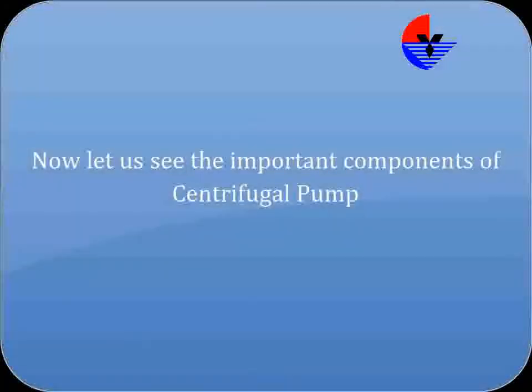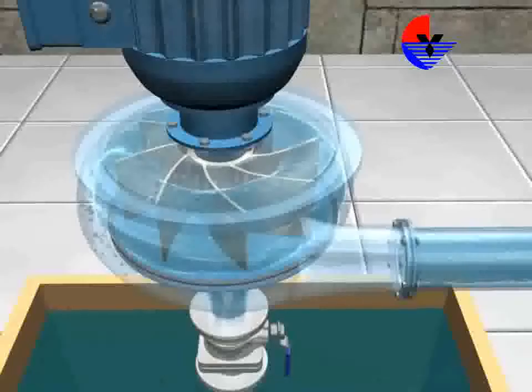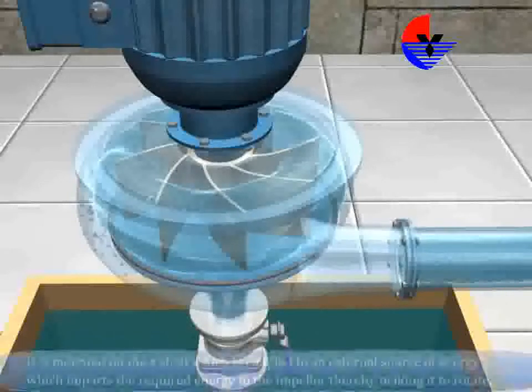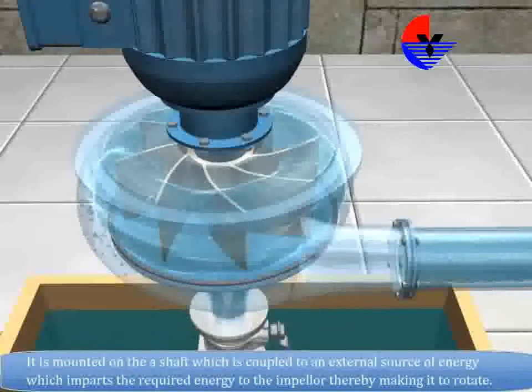Now let us see the important components of a centrifugal pump. Impeller. It is a wheel or rotor which is provided with a series of backward curved blades or vanes. It is mounted on the shaft, which is coupled to an external source of energy which imparts the required energy to the impeller, thereby making it rotate.